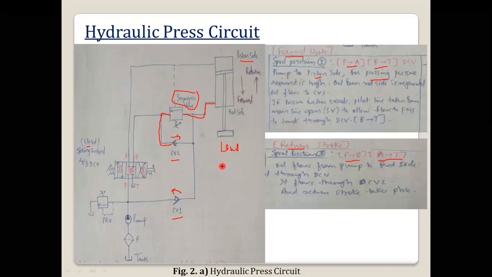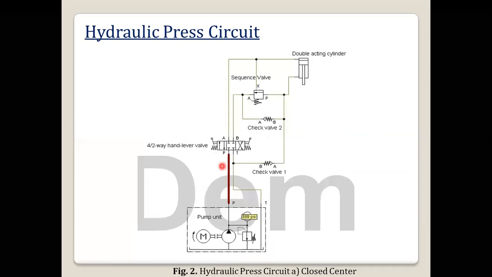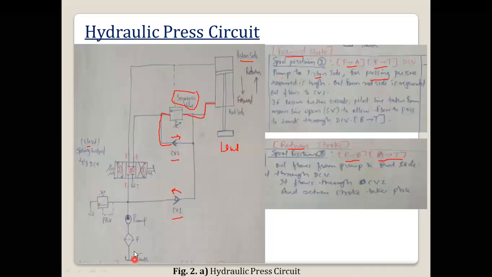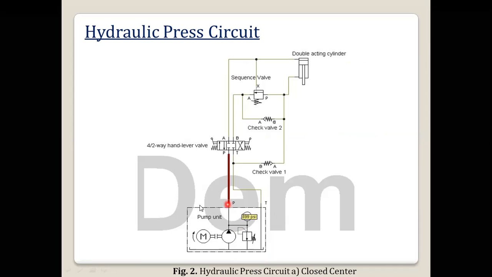This circuit I have drawn in Festo FluidSIM software. In this way you can see here, whatever the tank, filter, pump, and pressure relief valve are, we call it the power pack unit, that is the pump unit. Then check valve 1 is there, then check valve 2 is there.